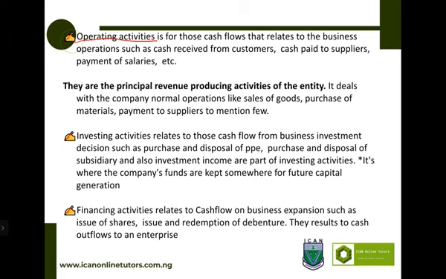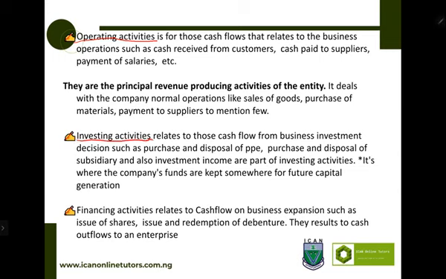But your investing activities are those activities that relate to the cash flows of the business investment. It relates to the investment decision of the business. That is, what do we call it? We call it investing.